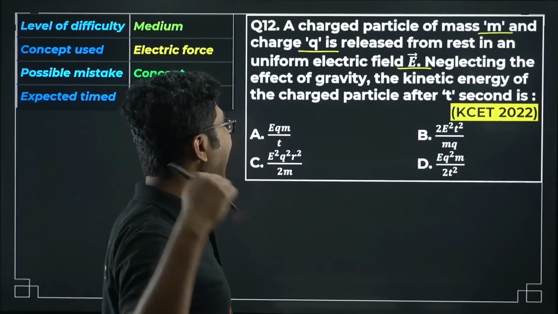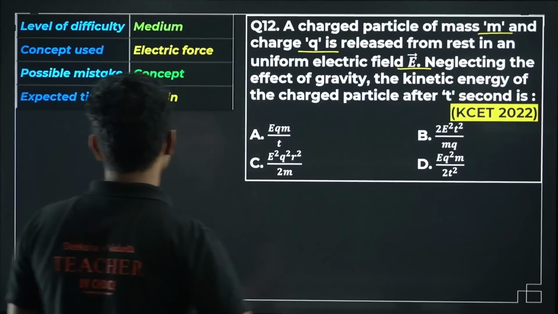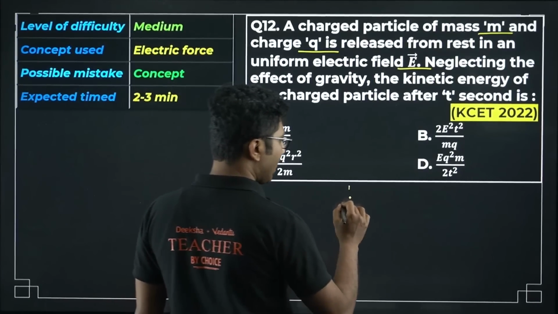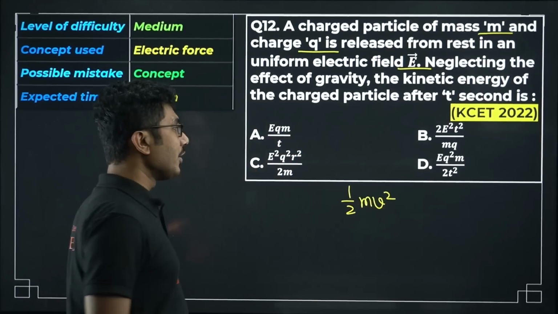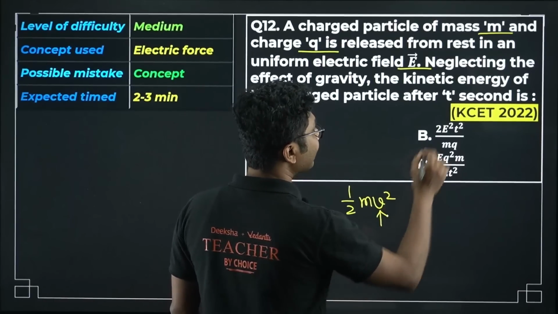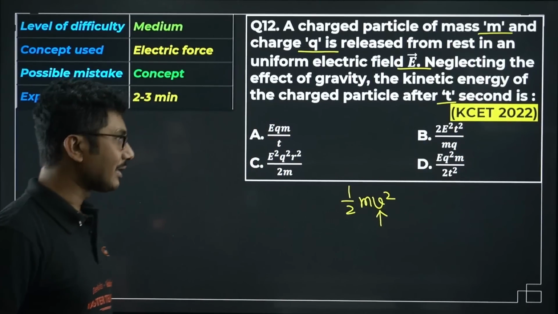You have to calculate the kinetic energy of the particle, so you have to find half mv square. Kinetic energy means half mv square, so you have to find the velocity after t seconds. That is the only way to calculate the kinetic energy.